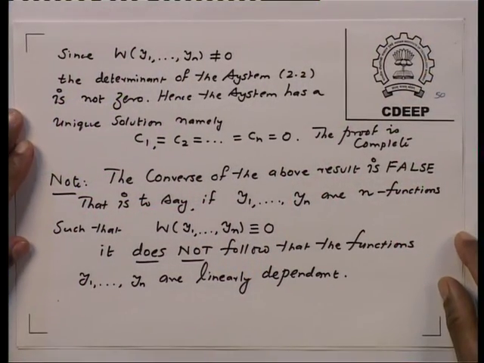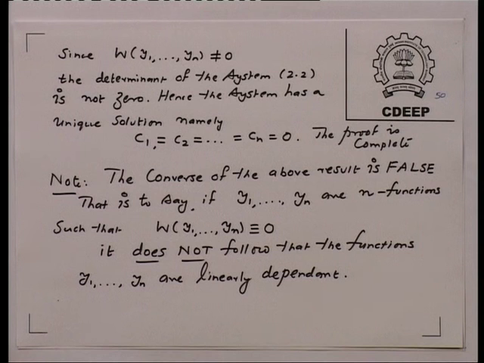So here is, for those of you who are writing down notes, the complete argument for the previous theorem. I spoke the theorem, but now I have spelt out the proof of the theorem, so if you want to jot down a few things, you can. And the fact of the matter is that the converse is false. That is to say, if y1, y2, ..., yn are n functions whose Wronskian is identically 0, it does not follow that the functions are linearly dependent.